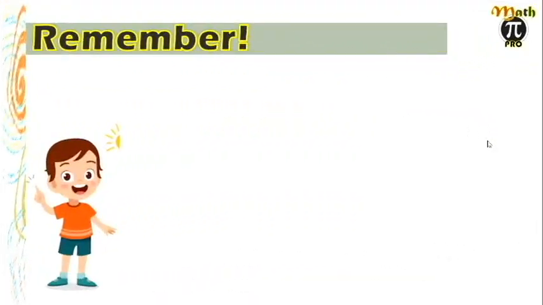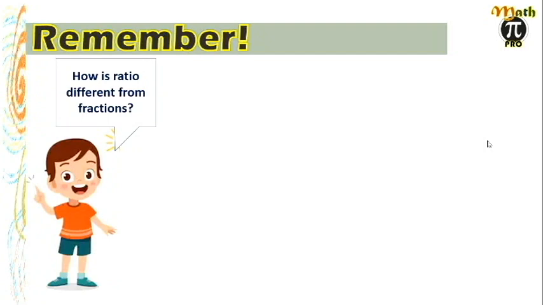As seen in the previous example, ratio can be written in fraction form and can be simplified as well, like fractions. But the question is, how is ratio different from fractions? Let us take this for example.